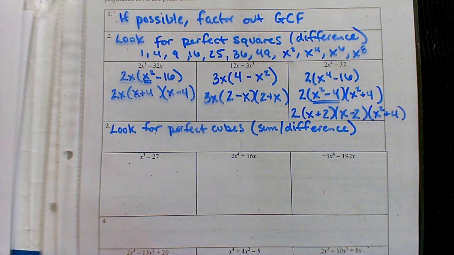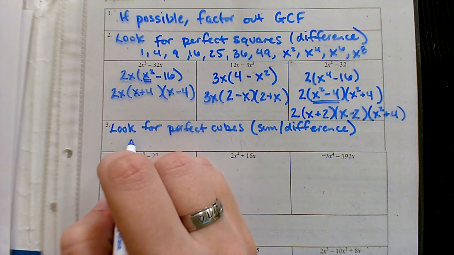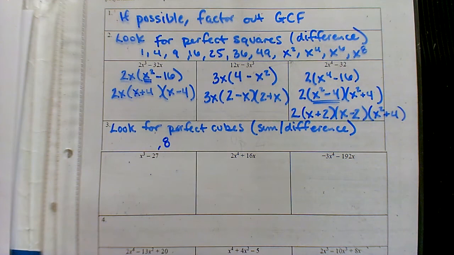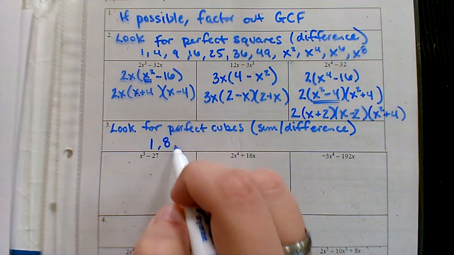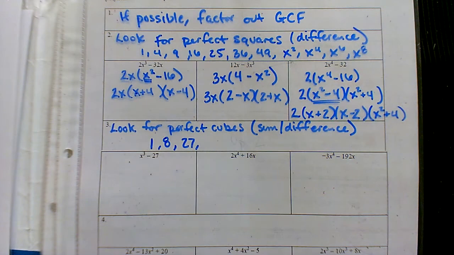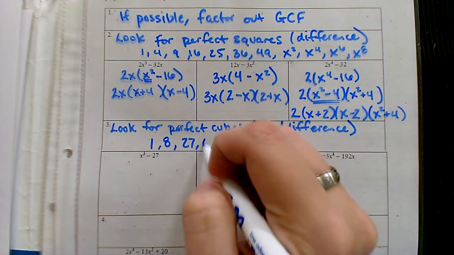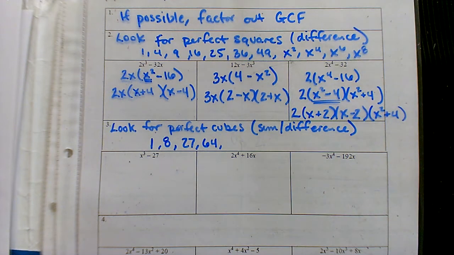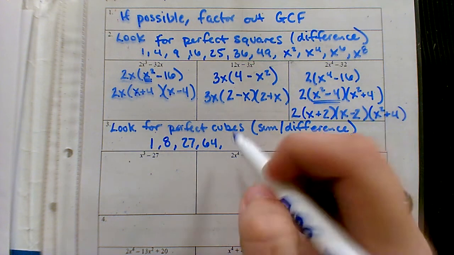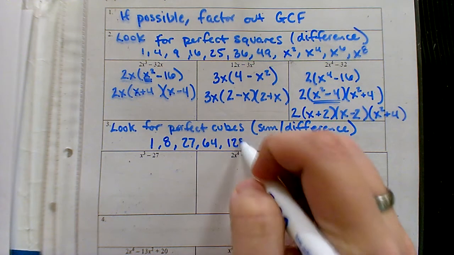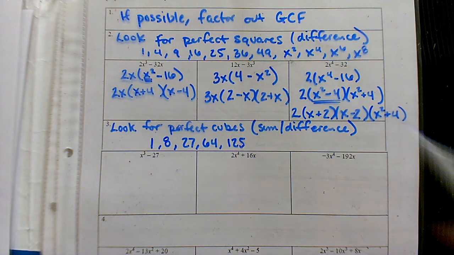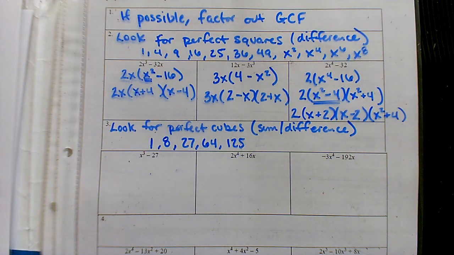Okay, so can we list some perfect cubes like we did for the squares before? 8. Okay, 2 times 2 times 2. 27, 3 times 3 times 3. 64. Yep, 4 times 4 times 4. 125. Close, 5 times 5 times 5. Okay, you can keep going. They just continue to get larger.